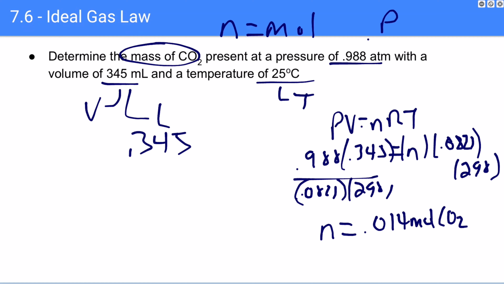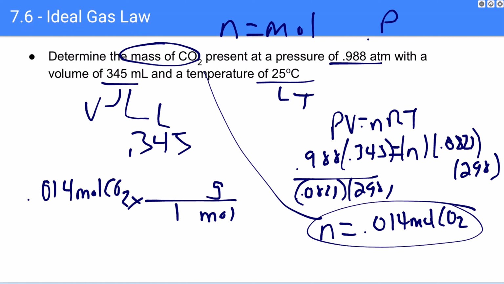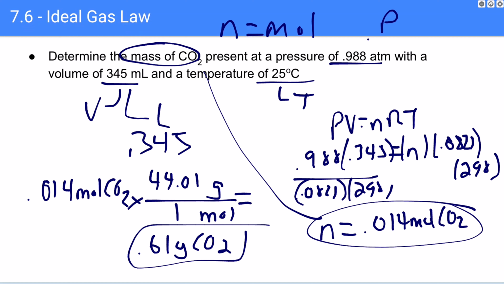moles of CO2. Okay, now the question is not asking for moles, though. It is asking for mass. So we need to do a little bit more with this. So 0.014 moles of CO2. Remember, we can do grams to moles by looking up the molar mass that's found on the periodic table. So we're going to take this value here, multiply by 44.01, and what I get is 0.61 grams of CO2.